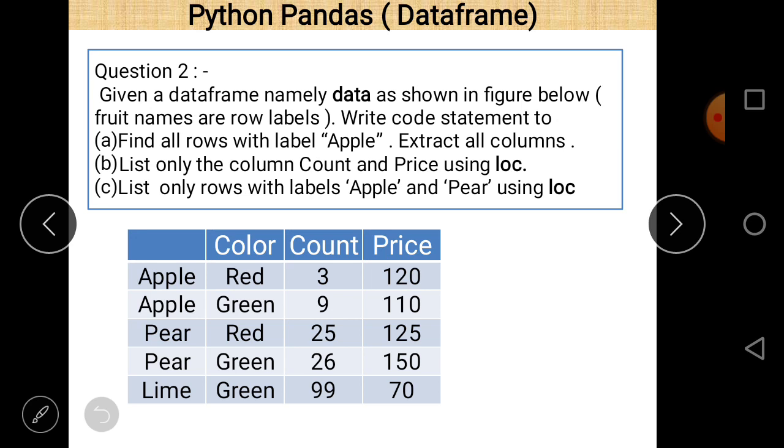So in this question, write code statements to find all rows with label apple, extract all columns, and list only the columns count and price using LOC, and list only rows with the labels apples and pear using LOC. So LOC is a function used in Python Pandas.